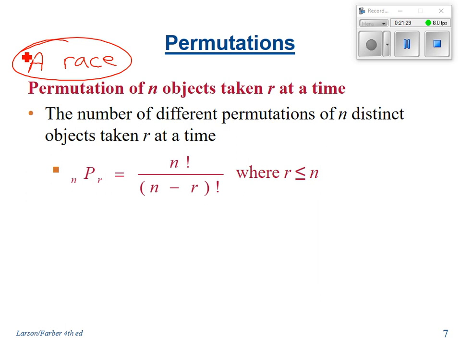When you have a race, does it matter which order the competitors finish in? Yeah, that's the whole purpose of having a race, right? To see who finishes 1, who finishes 2, who finishes 3. Anytime you're doing something like that, it's a permutation.